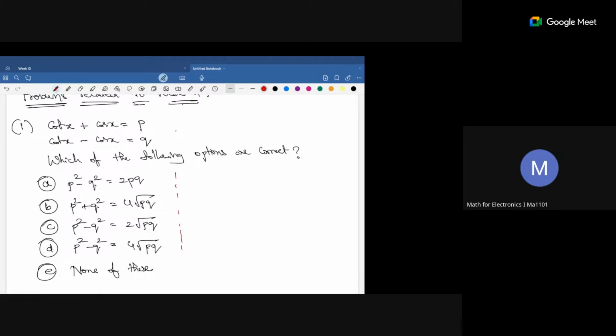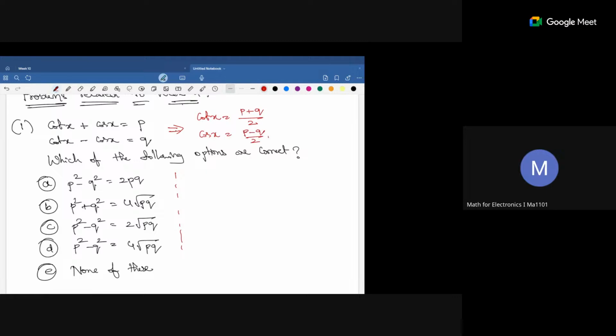So let's see. We have cot x plus cos x is p and cot x minus cos x is q. From this it's just a system of two linear equations, so we can solve for cot x and cos x. If you just add these two equations, you will get 2 cot x as p plus q, so cot x is (p plus q) by 2. Similarly, if you subtract the second equation from the first, you will get cos x, which will be (p minus q) by 2.